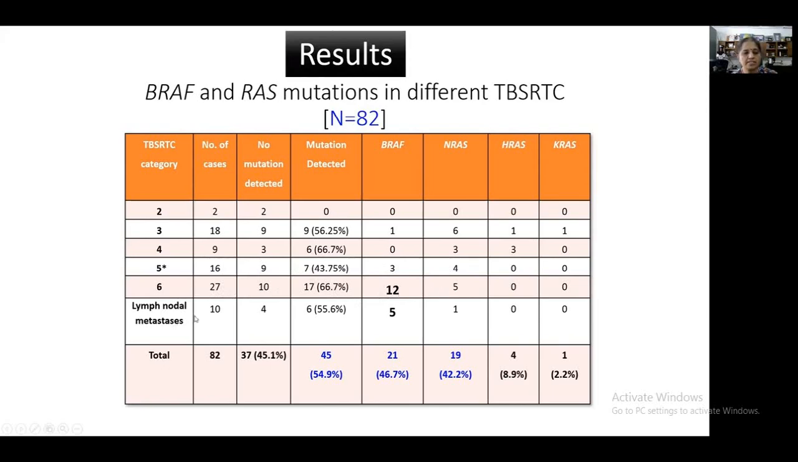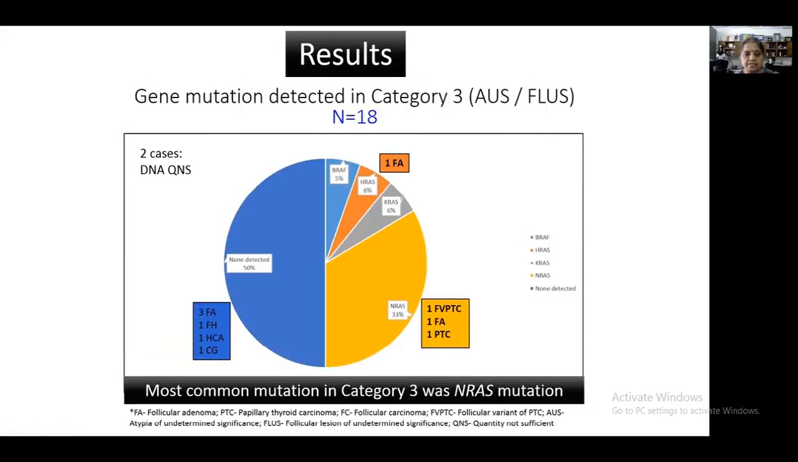In the lymph nodal metastasis, we had 10 cases, and mutation was detected in 6. 5 were BRAF, and there was only 1 NRAS. So in total, we could see that BRAF was the most positive, seen in 21 cases or 46%, followed by NRAS in 19 cases or 42% of the cases.